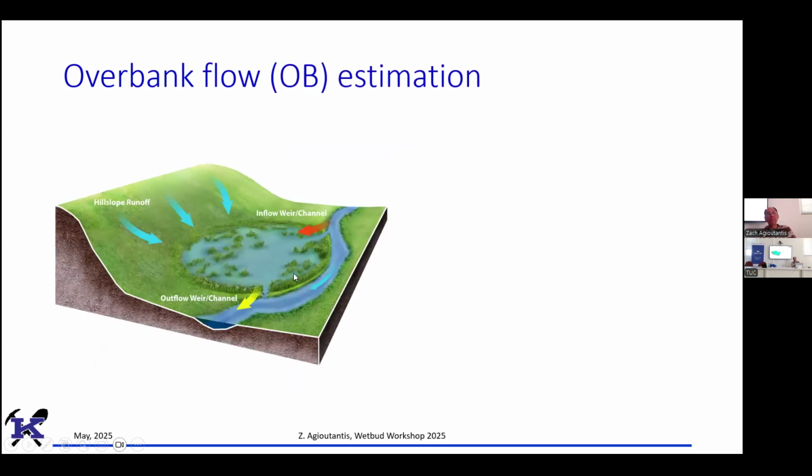Again, it says here outflow weir. It says inflow weir or channel. So the red arrow corresponds to a weir that we put there to allow water to come from the stream into the wetland.